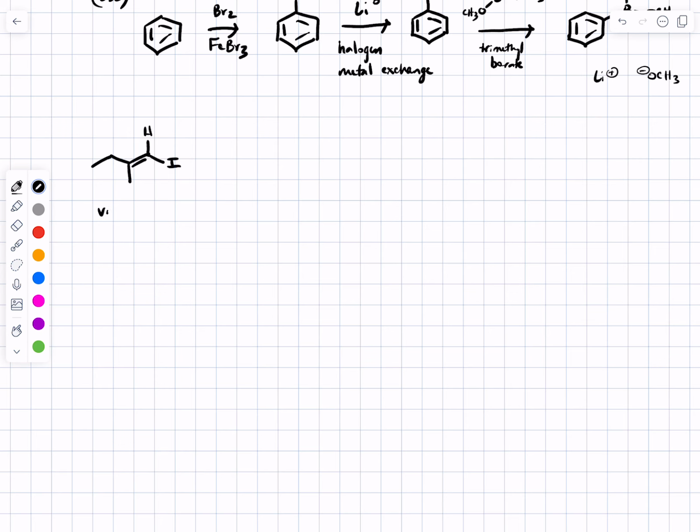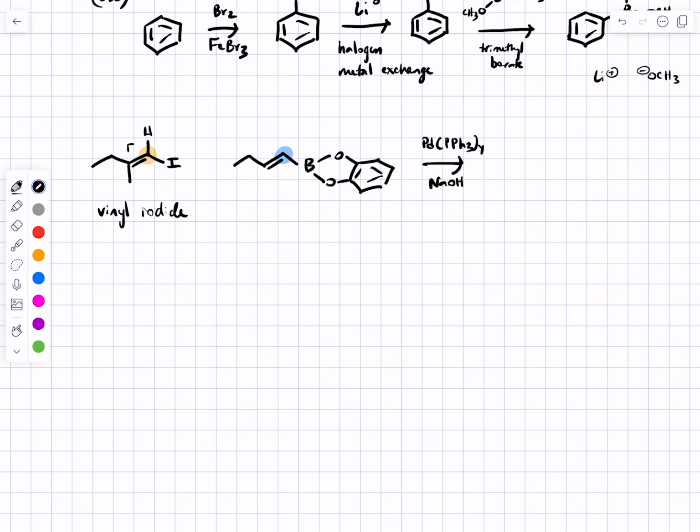This is a vinyl iodide. And then the borane is going to be this particular organoborane that's prepared from catechol borane. And the conditions of the Suzuki reaction are palladium 0 chelated by 4 triphenylphosphine ligands, and with sodium hydroxide, that's going to make a bond between the iodide carbon and the borane carbon.